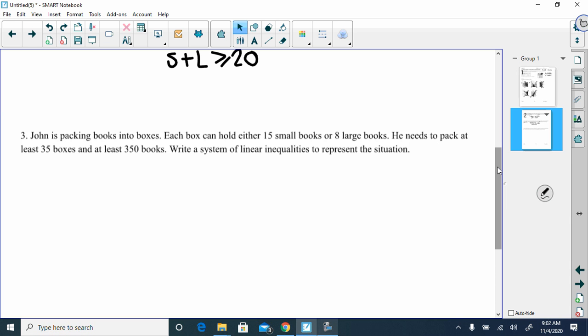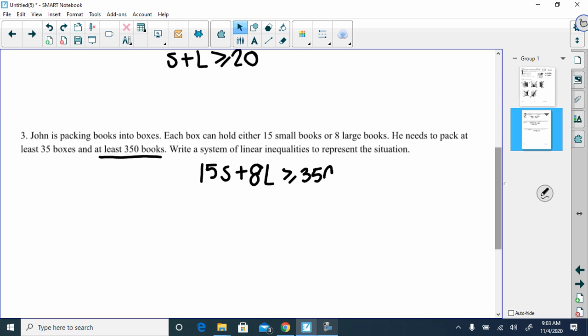So how many small books fit in a box? 15. So I would have 15 small book boxes. So we don't know how many of those we're going to pack. And then we also could have the large book boxes, which will hold 8. But altogether, we have to pack at least 350 books. So what inequality would I want for that? Good.